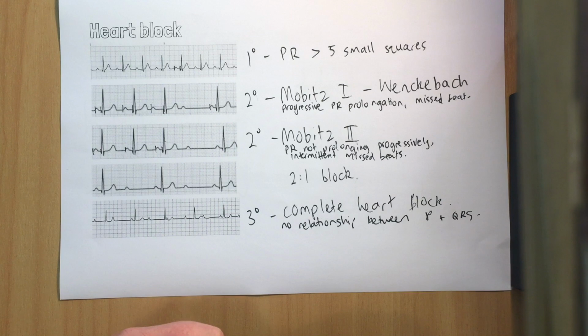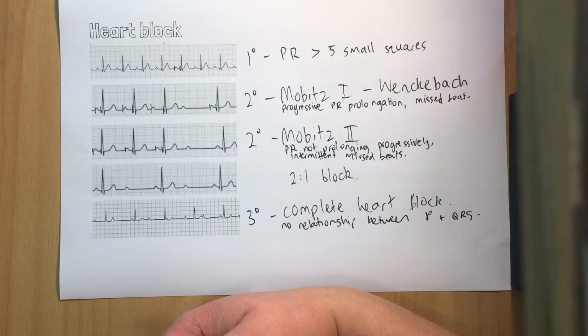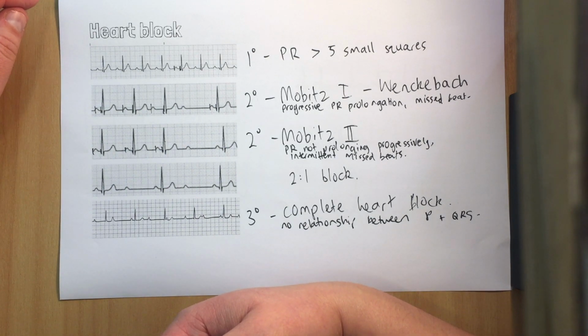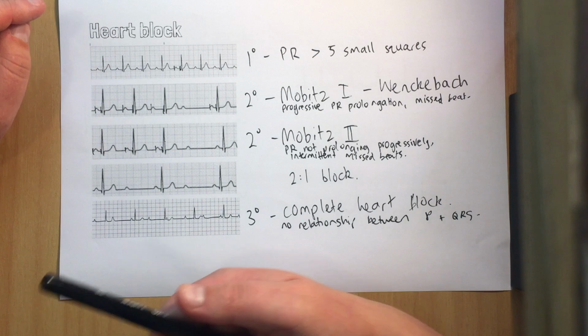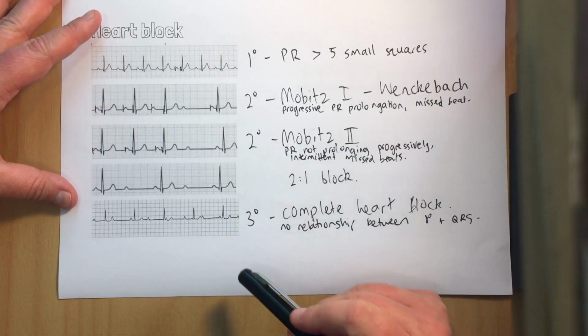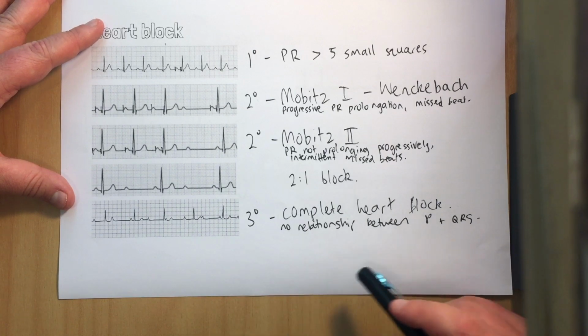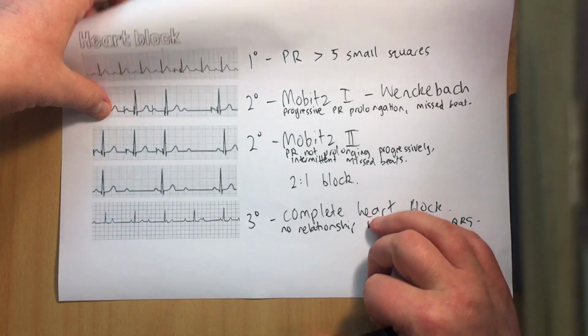So just recapping that, our types of heart block are our 1st degree, which is just a prolonged PR interval. 2nd degree, Mobitz type 1 or Wenckebach, where we get our progressive PR prolongation and then a missed beat. 2nd degree, Mobitz type 2, we get PR not prolonging progressively, you just get the intermittent missed beats. And that can come in different forms like a 2-to-1 block, 3-to-1, etc. And then 3rd degree or complete heart block, we've got no relationship between the atrial and ventricular electrical activity.